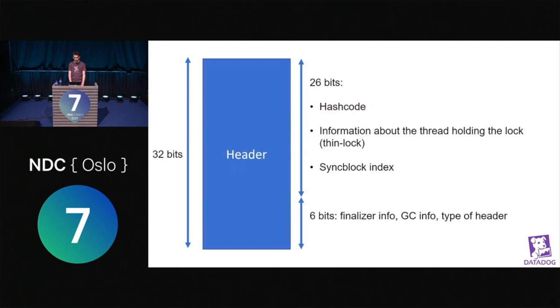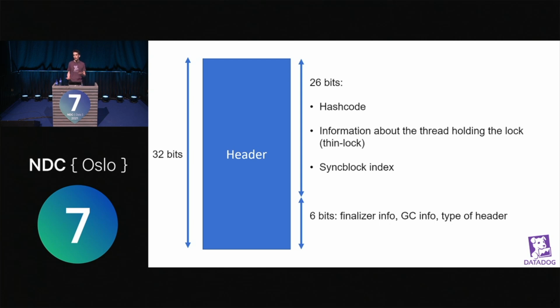Let's focus on the header. The header is 32 bits wide, always, even in a 64-bit process. And it has two parts. The first part is 26 bits, and it's some kind of all-purpose storage that can contain either a hash code, or the information about the thread holding the lock, in the case of a thin lock, or the index of a sync block. I will come back to that. The second part of the header is 6 bits, and it's some bit flags that indicate additional information about your object. For instance, there is a flag that indicates whether the finalizer has run, some private information used by the GC, and also two bits that indicate what is stored in the first part of the header.